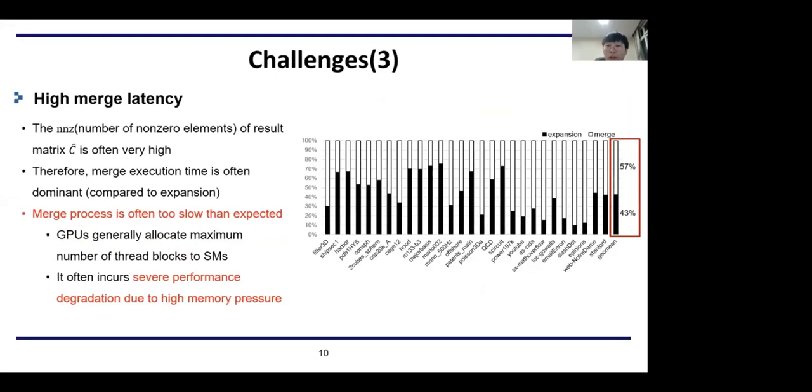The last problem is that the cost of the merge process is too high. The graph on the right side shows the execution time ratios of the expansion and merge phases over the total execution time. As you can see, the portion of the merge phase exceeds 50% of the total execution time on average. This is because the intermediate matrix C hat is much denser than the input matrices and has too many non-zero elements. Even though we can admit that the merge process takes more time than the expansion, the merge process on GPUs is often much slower than expected. This is because GPUs generally allocate the maximum number of thread blocks to SMs, but it often incurs high memory pressure. Therefore, memory contention should be considered when using the GPU.